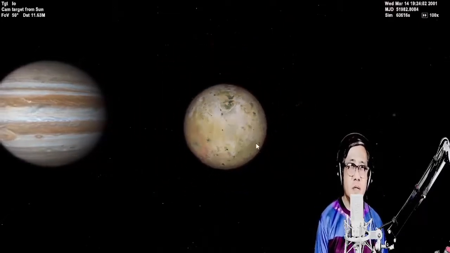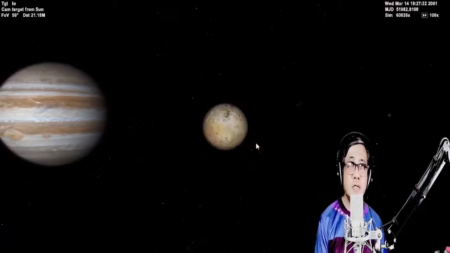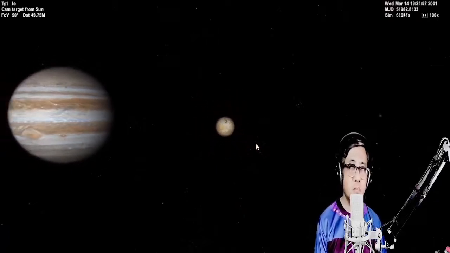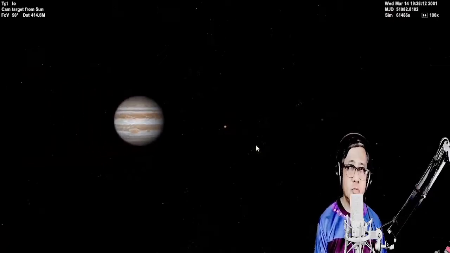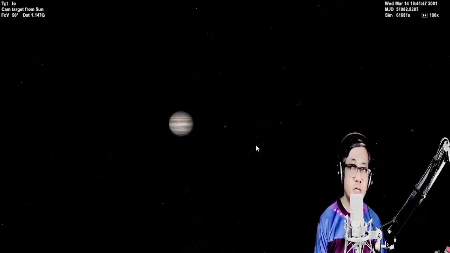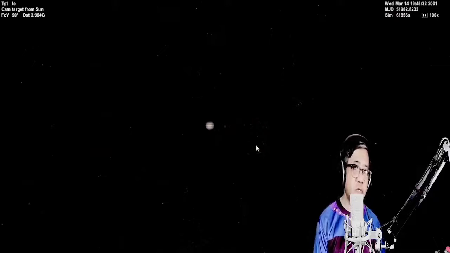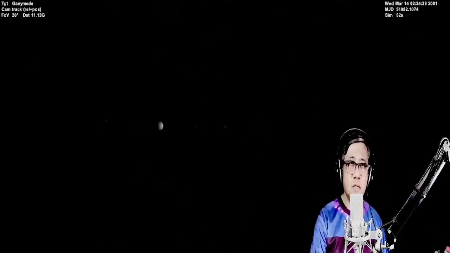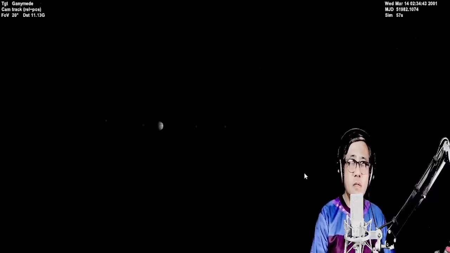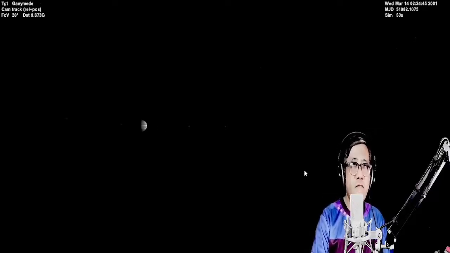Alright, so Io finds itself caught in a gravitational tug of war between Jupiter, Europa, and Ganymede. These tidal forces generate the heat that drives Io's intense volcanic activity according to NASA. Alright mga ka-spacers, so isn't that fascinating about Io?